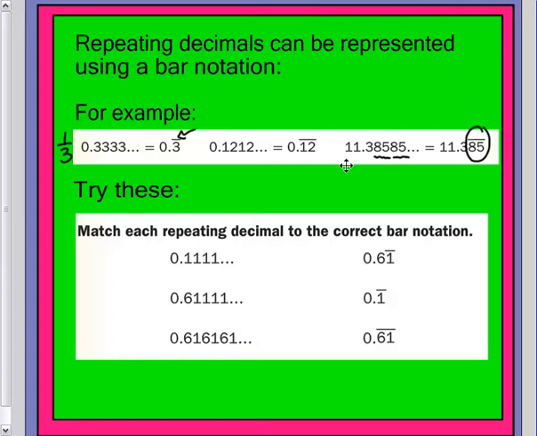I'm going to show you the answers right now. Okay, so if we look at this one, the 1 is repeating, so it would go to this one. Over here, the 6 is there, but the 1 is repeating. So we need to make sure that the 6 is still there and that the 1 is the only thing repeating. Here, the 6 and 1 are repeating, so 0.61 repeating.